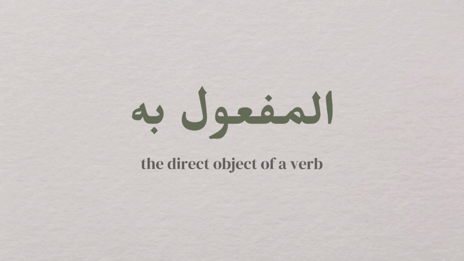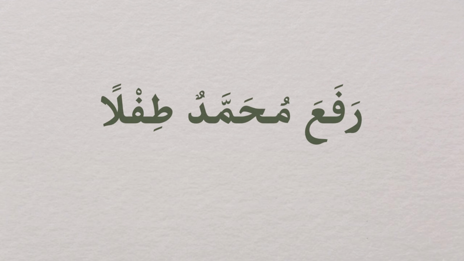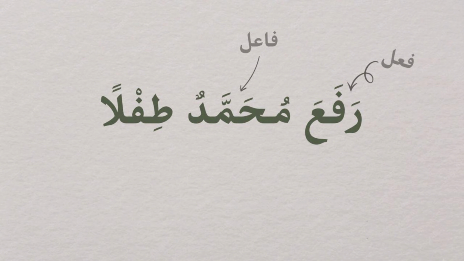For example, something called the maf'ul bihi. Now, a maf'ul is an object upon which a verb is acting, from my current understanding. So for example, you can have a sentence consisting of 3 parts. You have the fi'l, which is the verb, which can be something like rafa'a, which means he raised. Then you can have the fa'il, which is the person doing the verb. So you can have, for example, rafa'a Muhammadun, Muhammad raised.